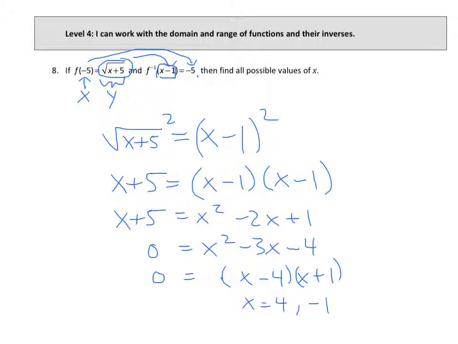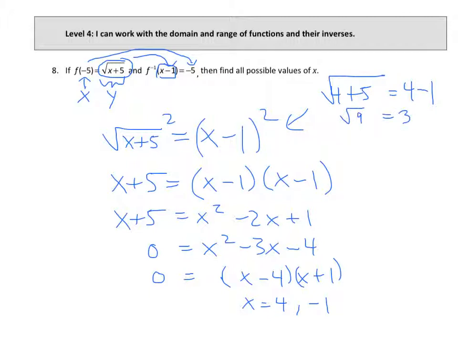But we have to make sure that none of the solutions are extraneous, so plug them back into our equation. So square root of 4 plus 5 equals 4 minus 1. And that is true because square root of 9 does equal 3.